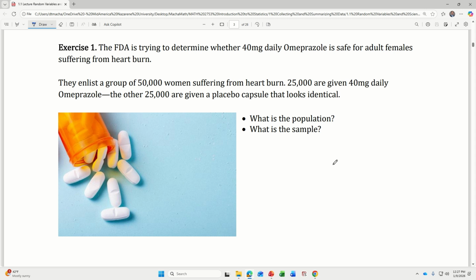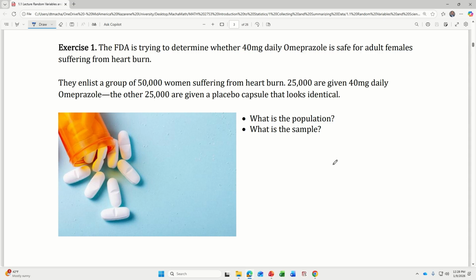All right, one more. The FDA is trying to determine whether 40 milligrams daily omeprazole is safe for adult females suffering from heartburn. They enlist a group of 50,000 women suffering from heartburn. 25,000 women are given the 40 milligrams daily omeprazole. The other 25,000 are given a placebo capsule that looks identical. What's the population?